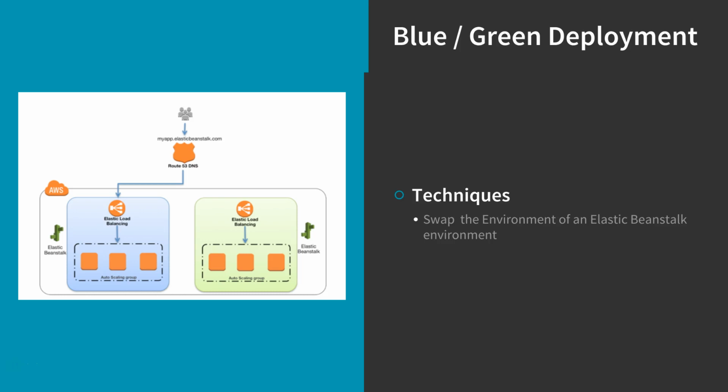As in the diagram, to promote the green environment to serve production traffic, you go to the environment's dashboard in the Elastic Beanstalk console and choose Swap Environment URL from the Actions menu. Elastic Beanstalk performs a DNS switch, which typically takes a few minutes. When the DNS changes have propagated, you can terminate the blue environment. Or, to perform a rollback, invoke the Swap Environment URL again.